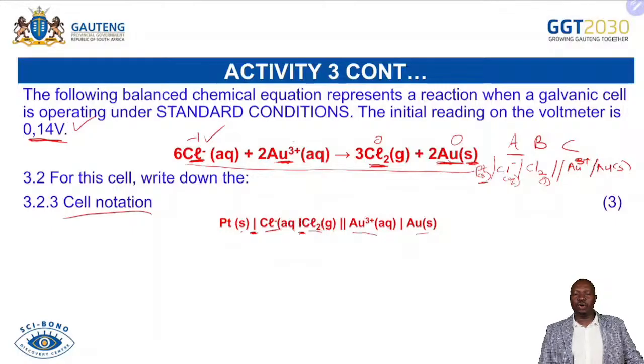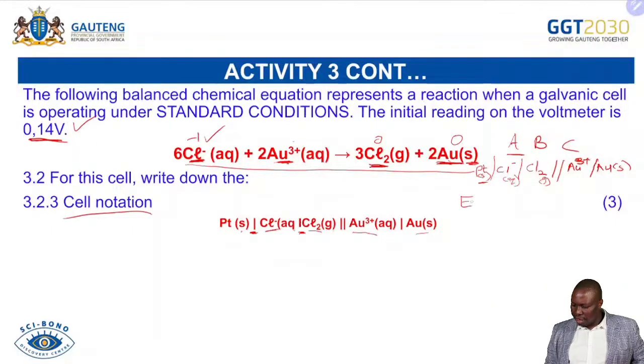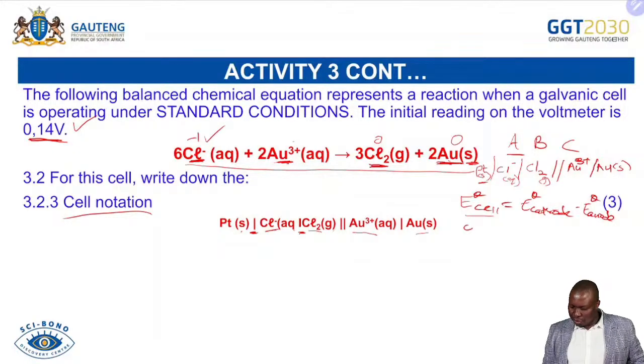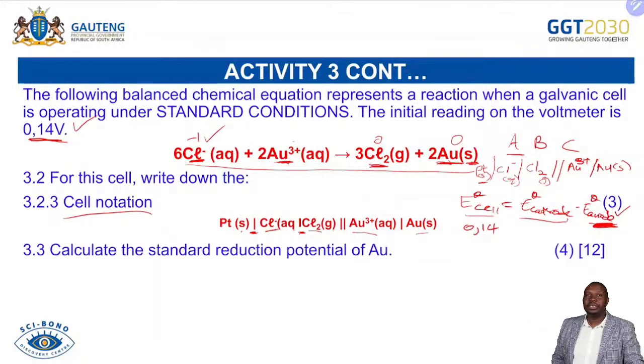So remember, when you are given two, remember our formula for EMF. We're saying EMF of a cell is E cathode minus E anode. So already we know the EMF is 0.14, and then we have seen that chlorine is the one that is losing electrons to become Cl2. So you can see that chlorine is on the anode. So definitely we're going to substitute the standard reduction potential for the chlorine, and then we're able to calculate the one for the cathode, which definitely will be the question that comes thereafter.